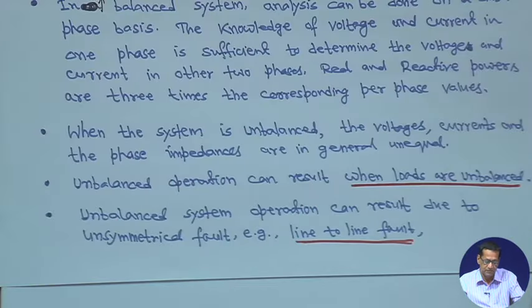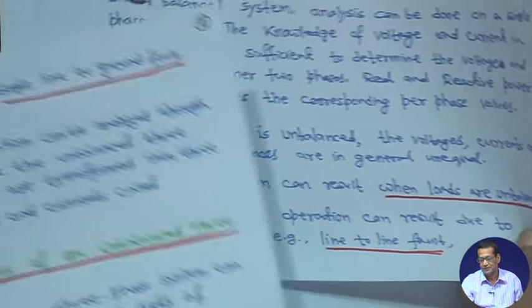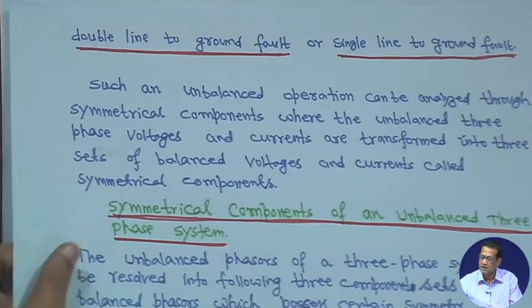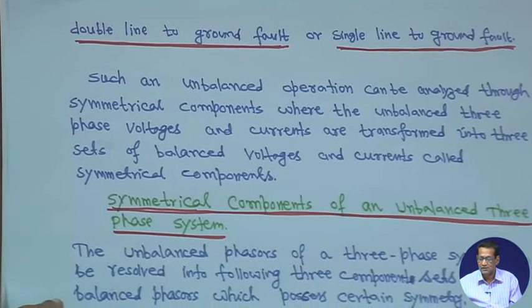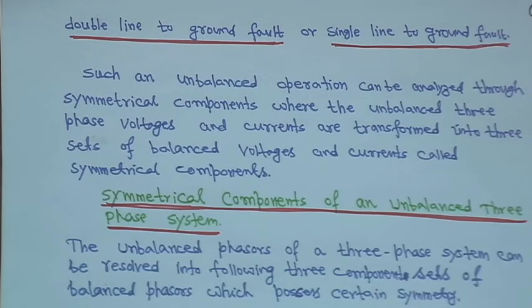And another aspect is that unbalanced system operation can result due to unsymmetrical faults, for example line to line fault, then double line to ground fault, called LLG, or single line to ground fault, right. Such an unbalanced operation can be analyzed through symmetrical components, where the unbalanced 3 phase voltages and currents are transformed into 3 sets of balanced voltages and currents called symmetrical components.